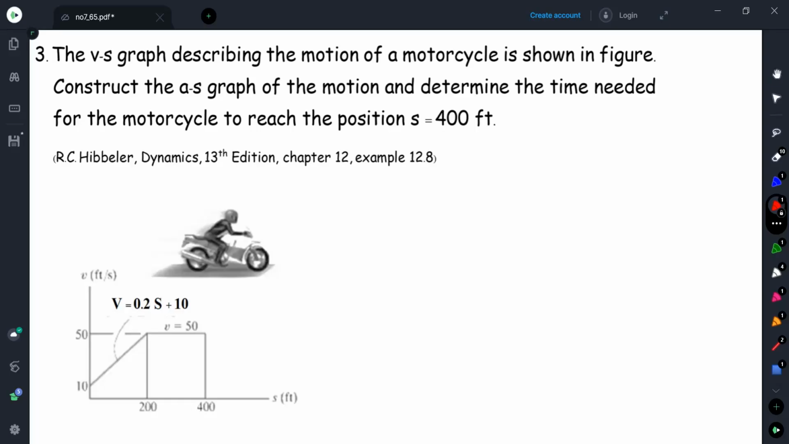So for this problem, we have the V-S graph describing the motion of a motorcycle as shown in this picture. We would like to know the A-S graph of the motion, and we would like to find the time it takes for the motorcycle to reach the position of S equal to 400 feet.